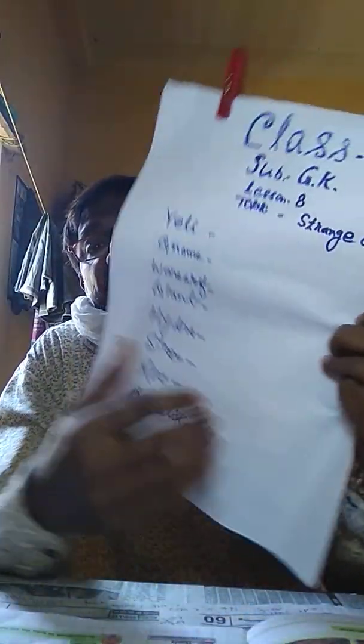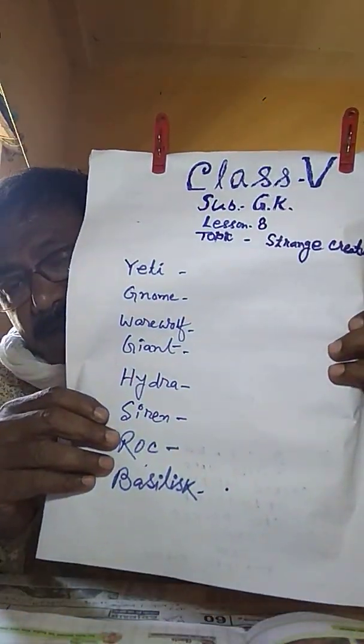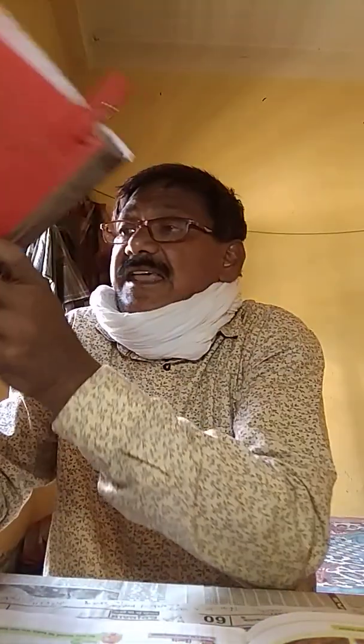And now Hydra, a water serpent with 9 heads. But if you cut them off, more grow in their place. This is known as Hydra. And now Siren. What is Siren? A sea nymph who sings very beautifully and leads passing ships to destruction is known as Siren.